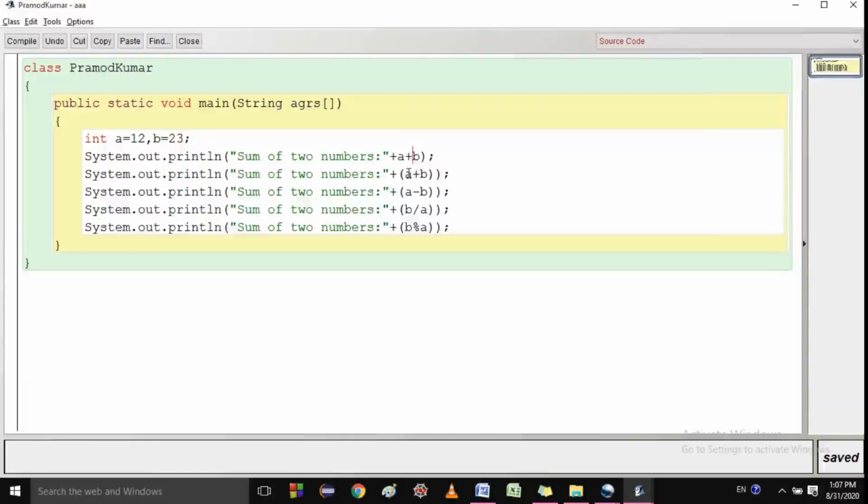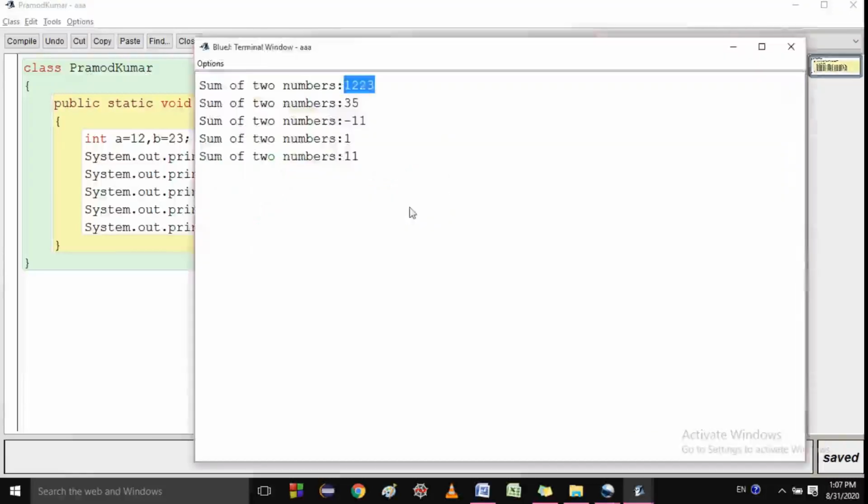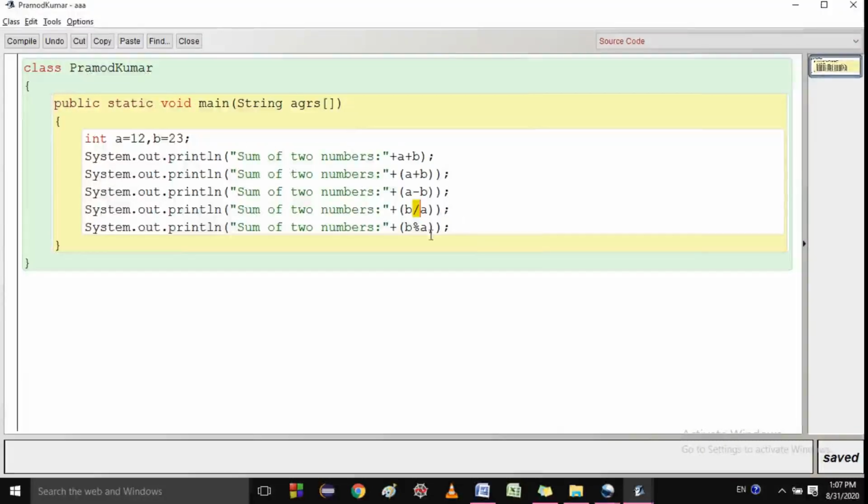Next, if you add the bracket, then you will get the addition. If you add the bracket, then you get the subtraction. A minus B, then 12 minus 23, you will get minus 11. And B divided by A, you will get 1. Why will you get 1? Because 23 divided by 12 gives you 1 point something.